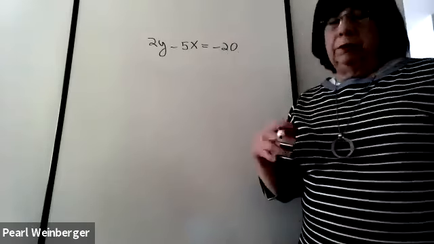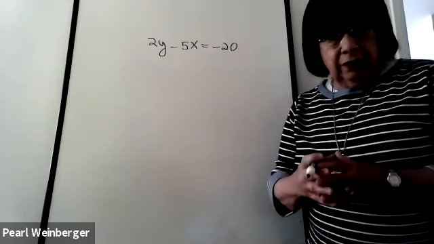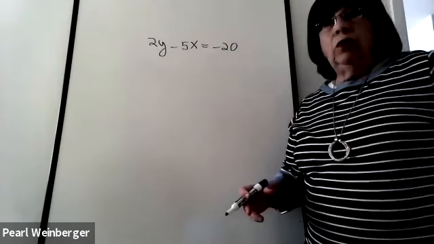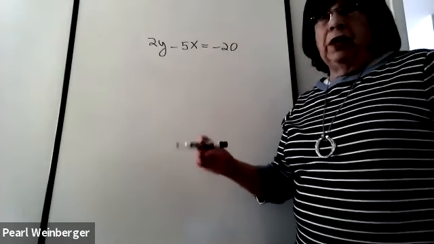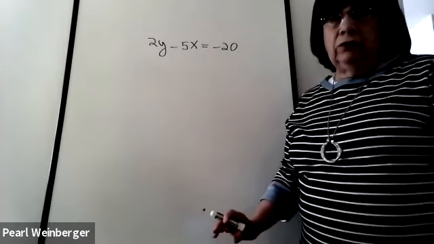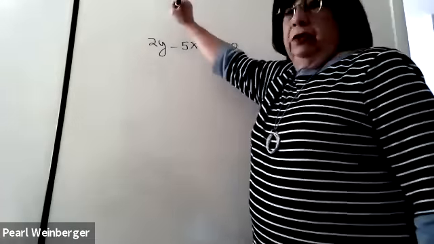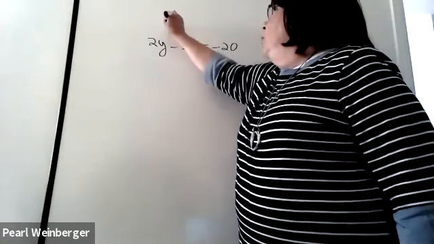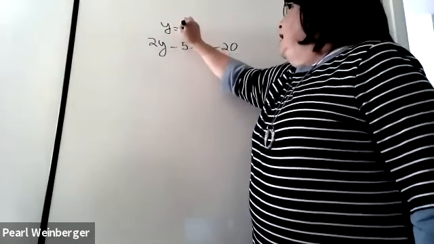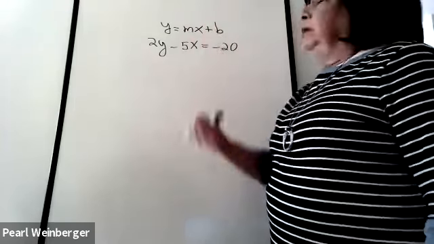Remember, we had talked about 2 ways of graphing. One was to find the intercepts of the line, and one was by using the slope and the y-intercept. And they asked us specifically on this one to use the slope and the y-intercept, which means what we have to do is put it in what we call the y equals mx plus b form.